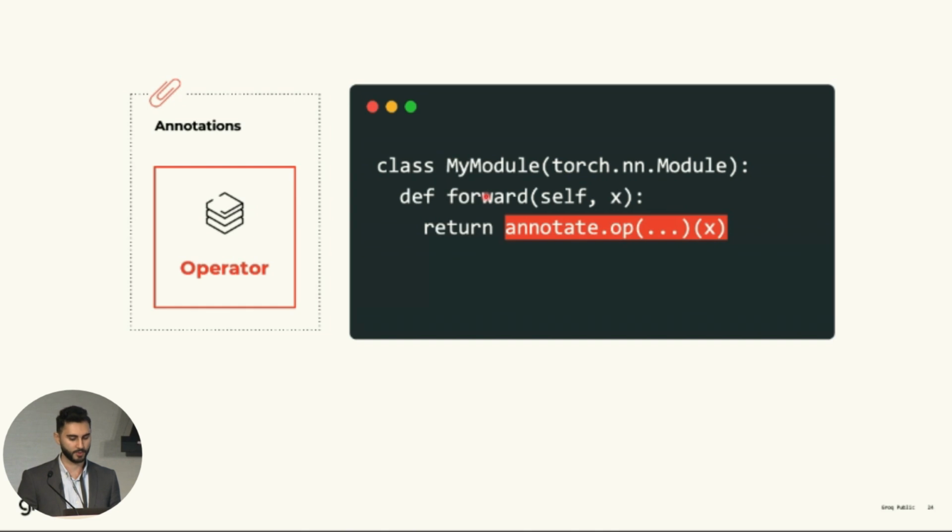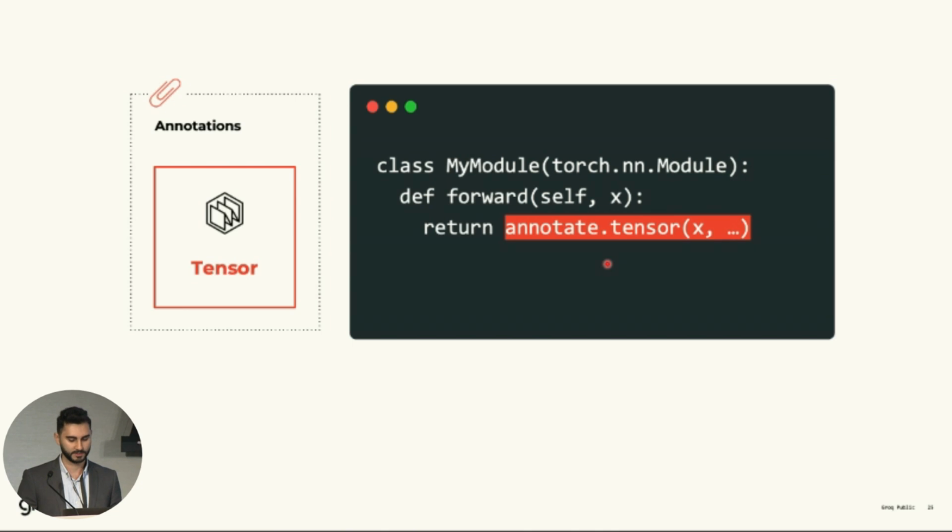Next, we have operator annotations. They're marked by the annotate op callable that wraps a torch operator. These annotations are very similar to module level annotations where they annotate the inputs and outputs of an operation with metadata.